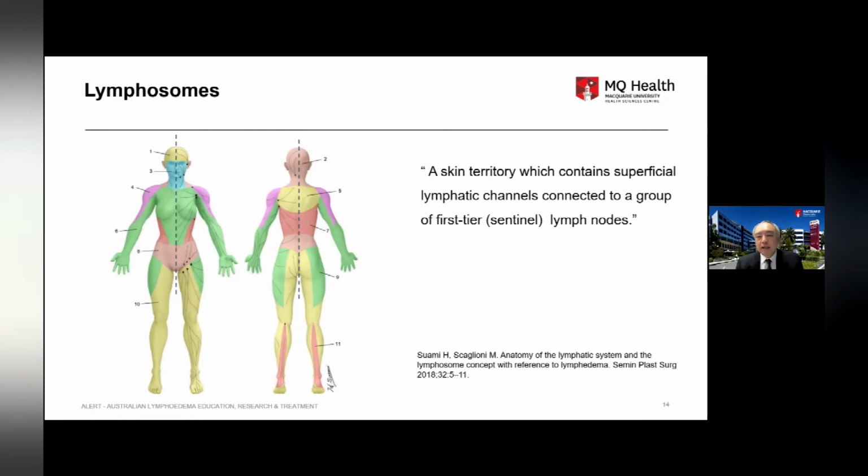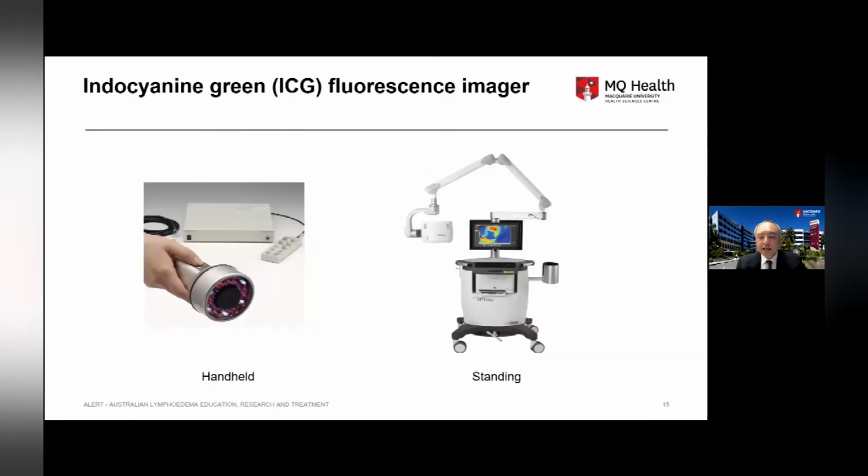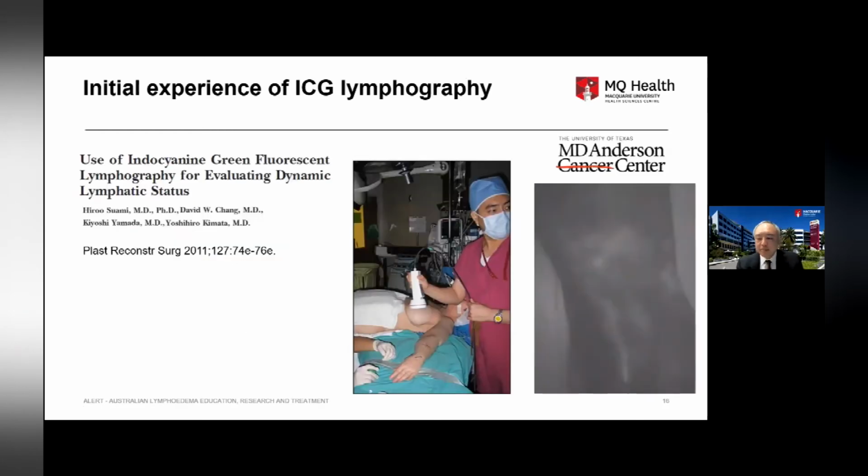After visiting Japanese institutions in 2007, including Tokyo University, where Koshima previously ran the plastic surgery department, I understood that Japanese doctors extensively use indocyanine green lymphography, especially for lymphovenous operations. I installed this machine at the MD Anderson Cancer Center Hospital in 2009, and started using it together with Professor David Chang prior to lymphovenous anastomosis.